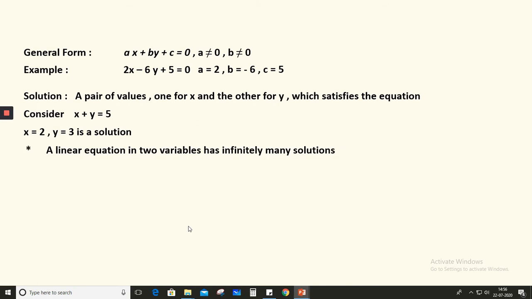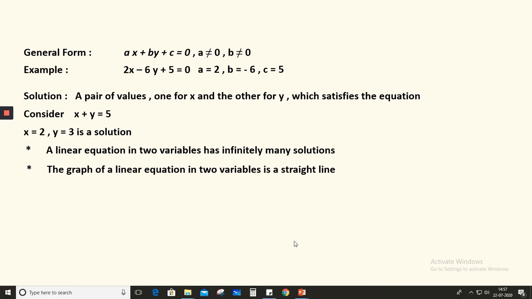Then last year we learned a linear equation in two variables has infinitely many solutions. The reason is, if I give a value for x, for example 4, you can immediately find another value, 1. 4 plus 1 is equal to 5. So for every given value of x, you can find a corresponding value of y so that the sum of these two numbers will be 5. That is why we say a linear equation in two variables has infinitely many solutions.